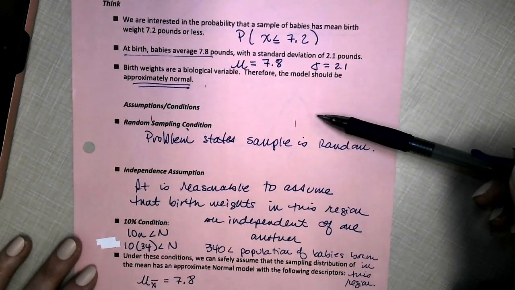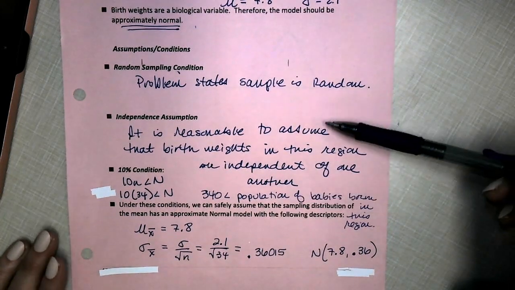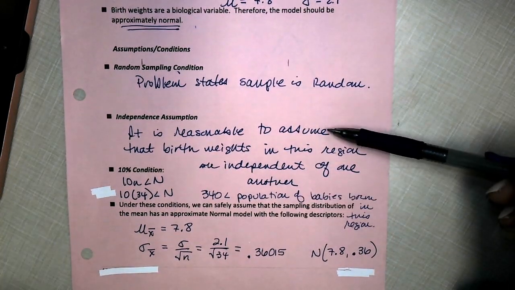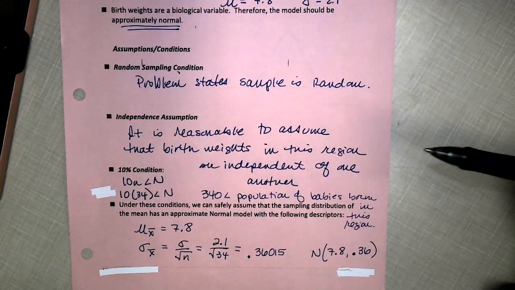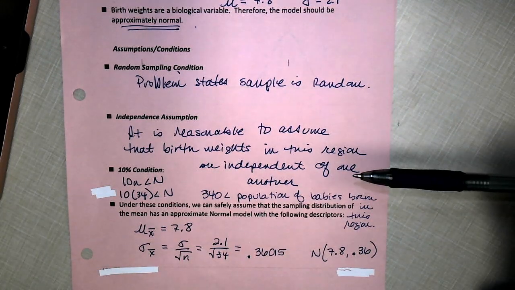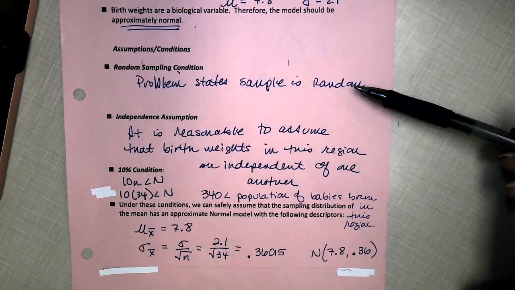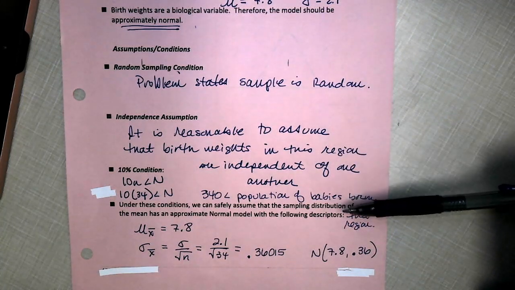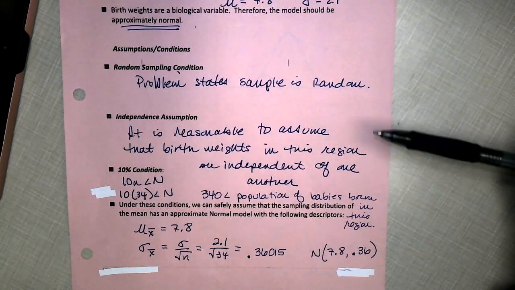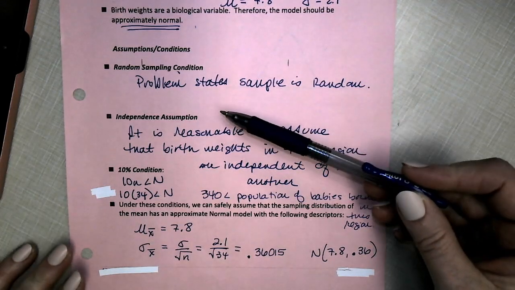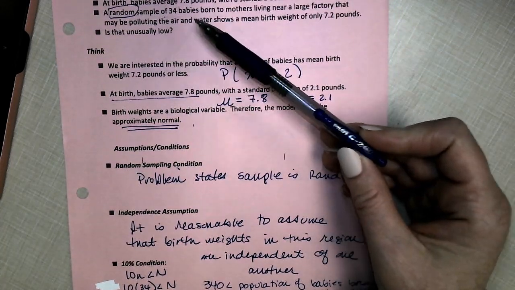So we need our assumptions and conditions to be met. So again, first semester, a lot of these were pretty exact. You know, the number of Skittles, I pull out a handful, I'm not putting them back, I'm eating them, is the 10% condition met? So in real life, you're kind of using a lot of words like assumptions or it's stated. So for the random, the problem does state that the sample is random. They took a random sample of 34 babies.